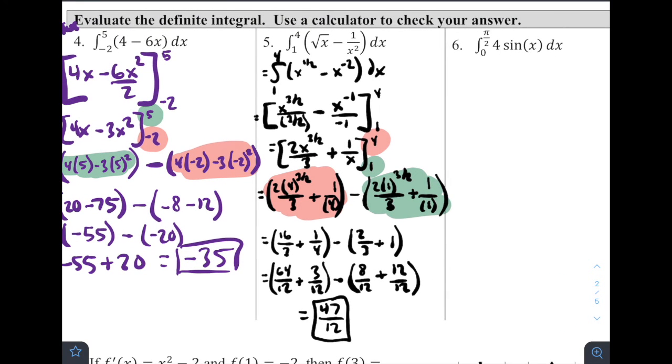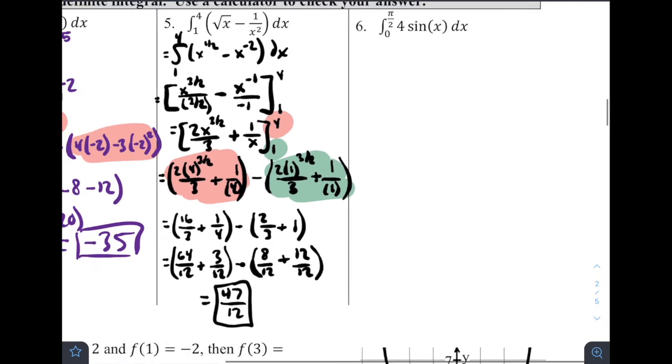And of course, I'd encourage you to go check on your calculator, go plug that in, make sure you're getting the same thing. What it's probably going to do is give you a decimal approximation. And then if you compare that to the decimal approximation of 47 over 12, it's going to be the same answer, except this will be exact, which is super nice.